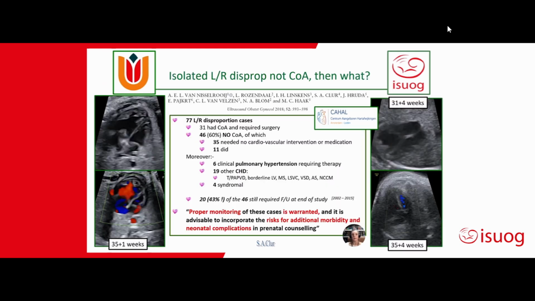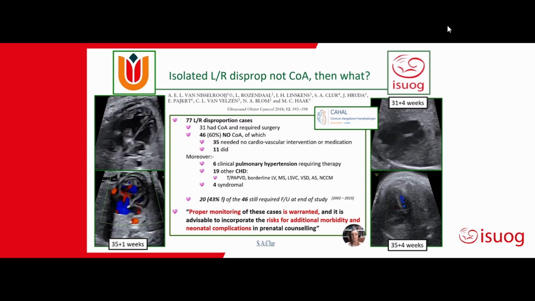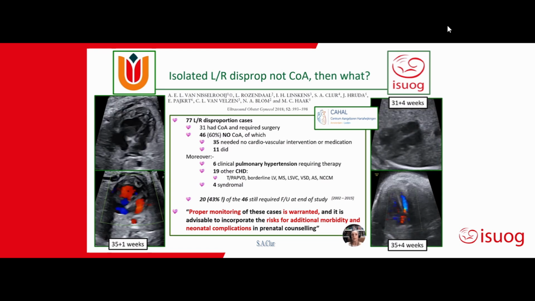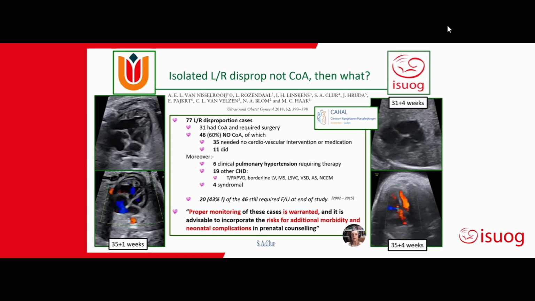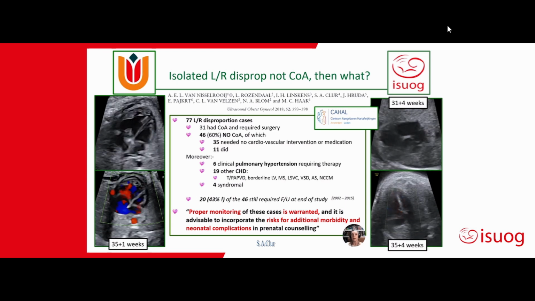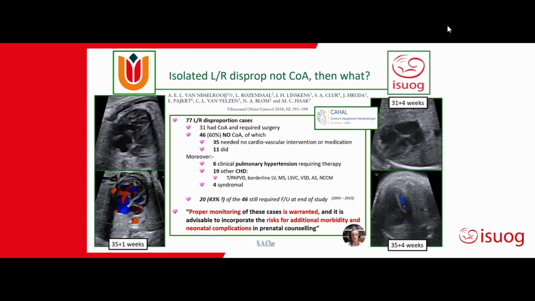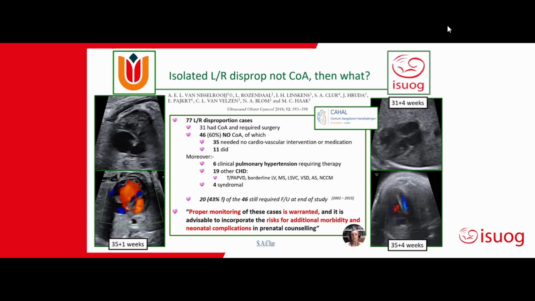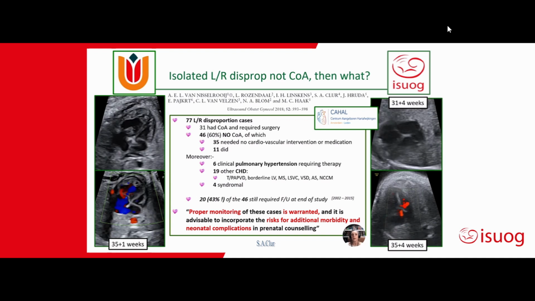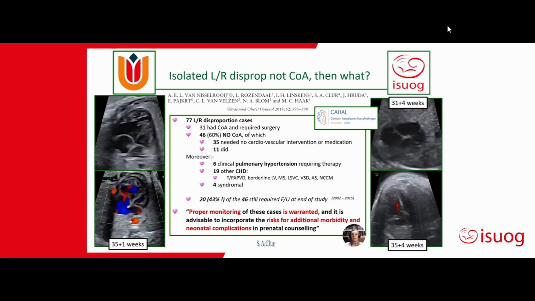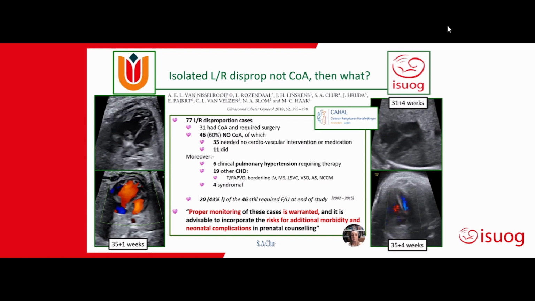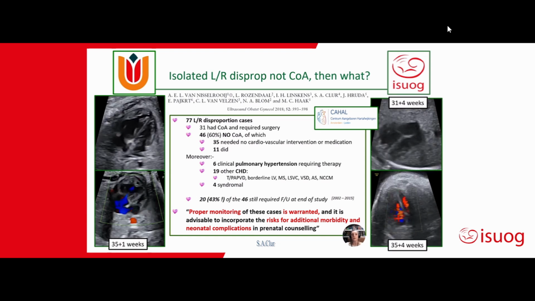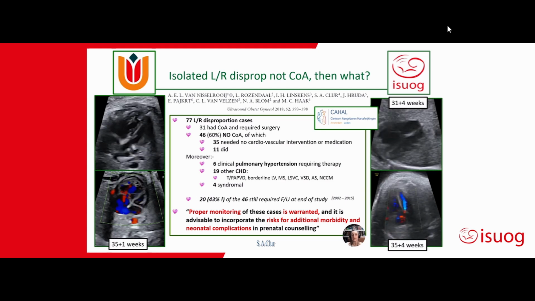When isolated left to right disproportion of the ventricles is seen prenatally, we consider the possibility of coarctation of the aorta. In these cases, hospital delivery is usually advised and the baby is observed until closure of the arterial duct. This can result in separation of the mother and the baby postnatally. In 2018, we looked at 77 of such cases. In 60%, no coarctation developed. On the right and the left, you will see examples of 2 cases where no coarctation developed.